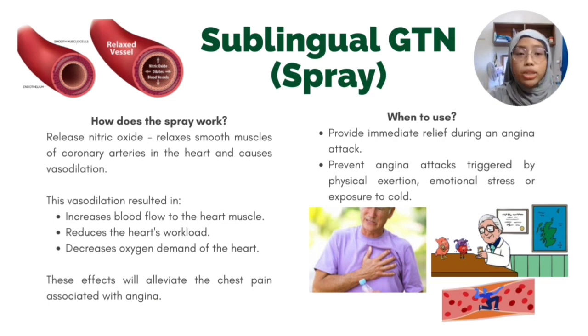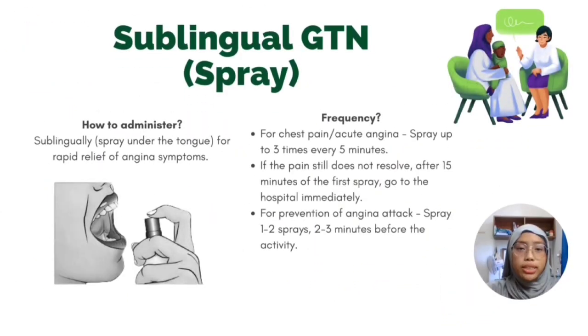So when can the spray be used? Patients can use GTN spray during an angina attack to provide immediate relief of the chest pain and also prevent angina attacks triggered by physical exertion, emotional stress, or exposure to cold. How to administer GTN spray? The GTN spray must be administered sublingually, which is sprayed under the tongue, to absorb directly into the bloodstream and avoid first pass metabolism, therefore giving rapid relief of angina symptoms.